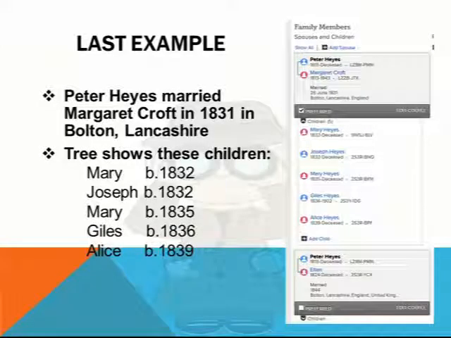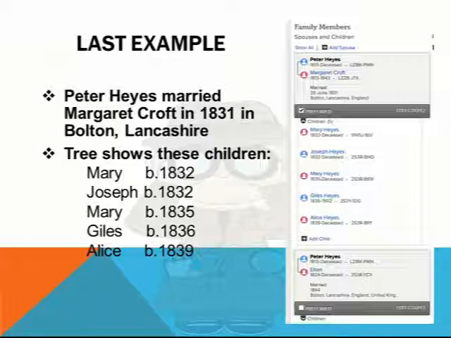Finally, let's look at one final example. This one is more complicated, and we'll use all of our detective tools that we have been talking about in Part 1 and Part 2. We want to verify the family of Peter Hayes and Margaret Croft that we found on this online tree. Notice that Peter and Margaret were married in 1831. Further, the tree shows their children as Mary and Joseph, born in 1832, a second Mary, born in 1835, a Giles, born in 1836, and an Alice, born in 1839.